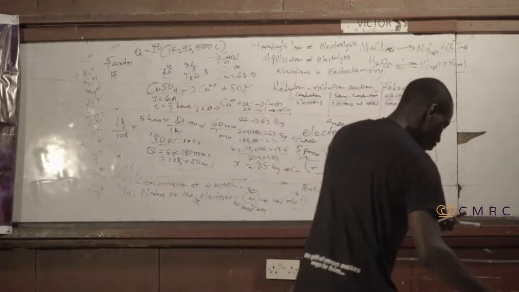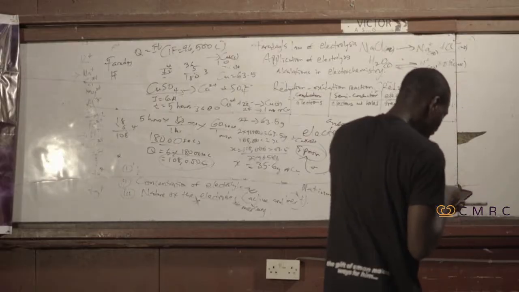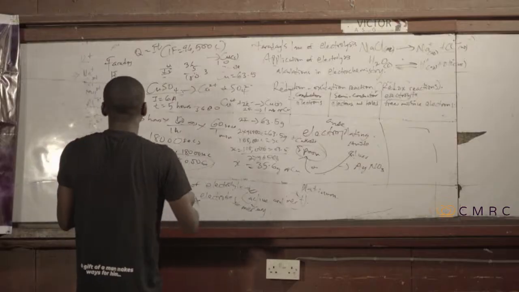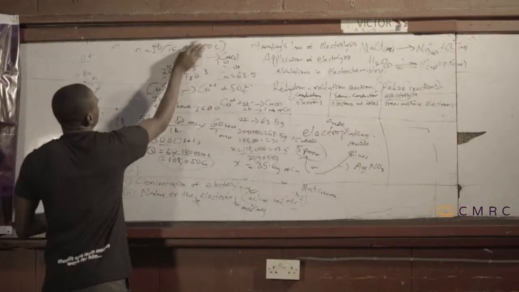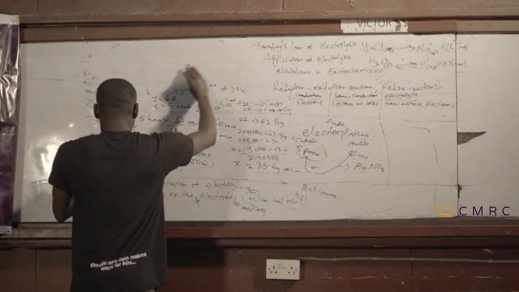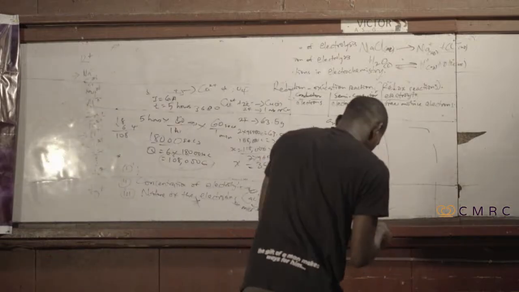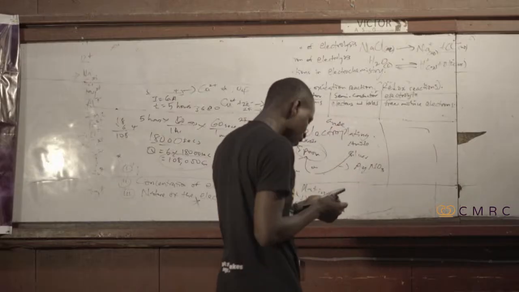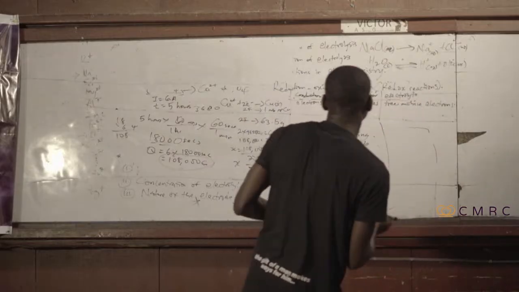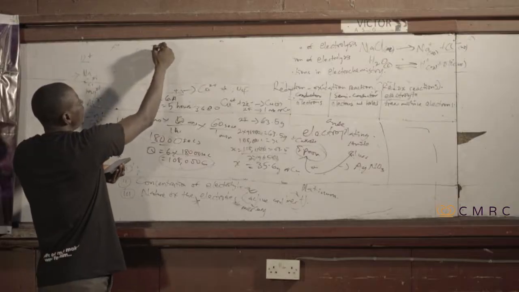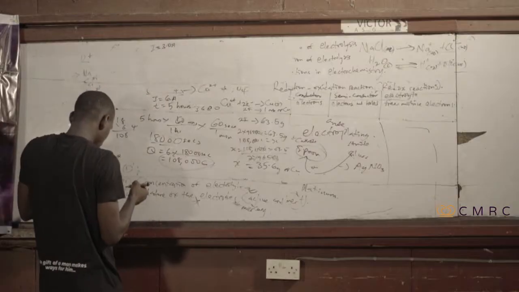Now, let me give you another example. Let's do another one so that we have full understanding. So permit me to rub this side. Now we have the question says a current of 3 amperes. So what is the current? I is 3.0 amperes. Okay, let's continue.